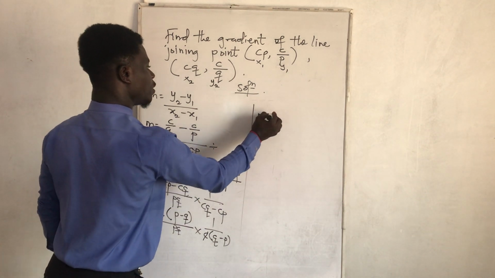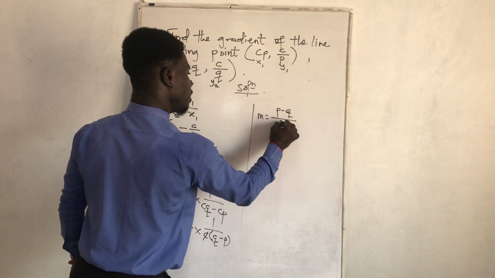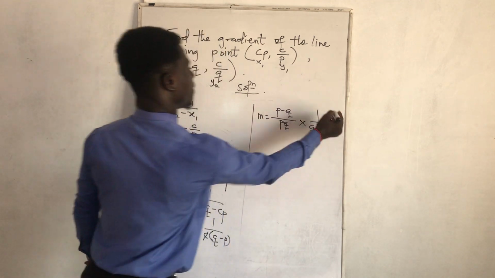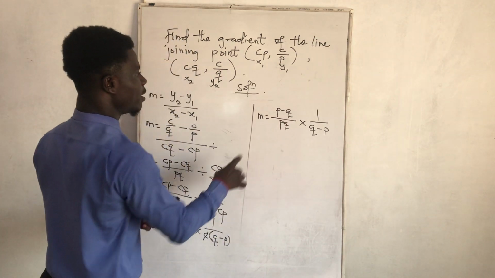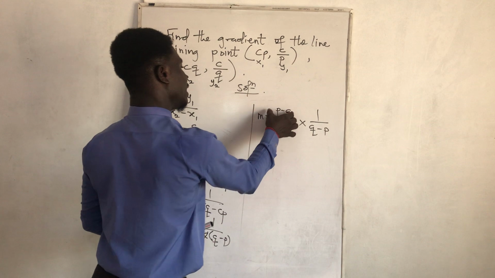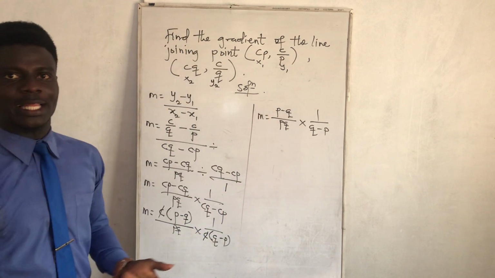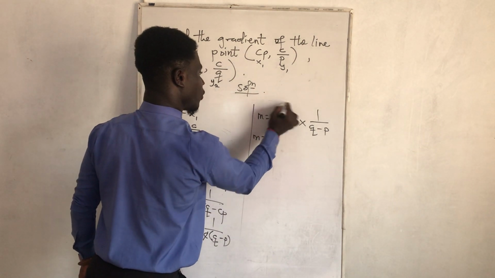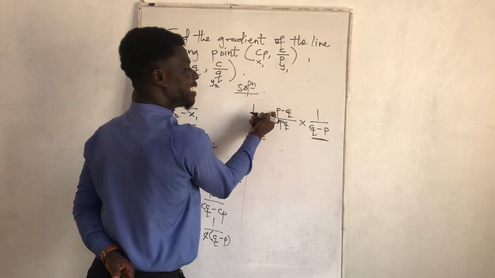So I have m, which must be equal to P minus Q all on PQ times 1 on Q minus P. Right. 1 on Q minus P. So now, how do we cancel out? Now, you can let this one be the same thing as that, or you can let this one be the same thing as that by factorizing -1 out. Right. So let's see. If I want this expression to be the same thing as that, then I'll factorize -1 here.